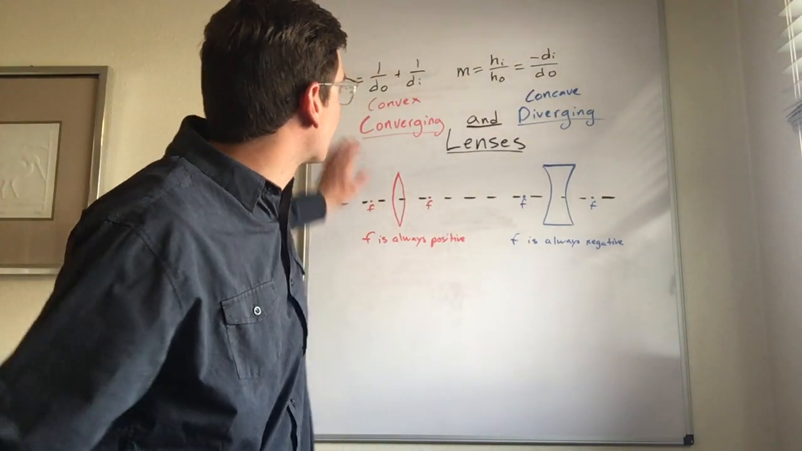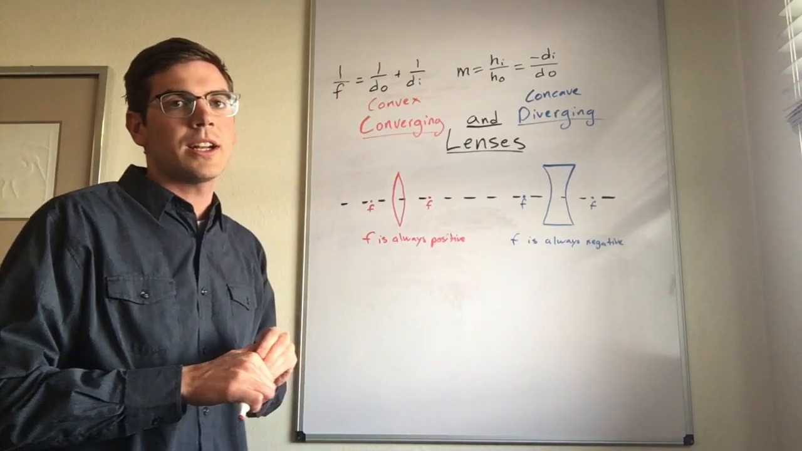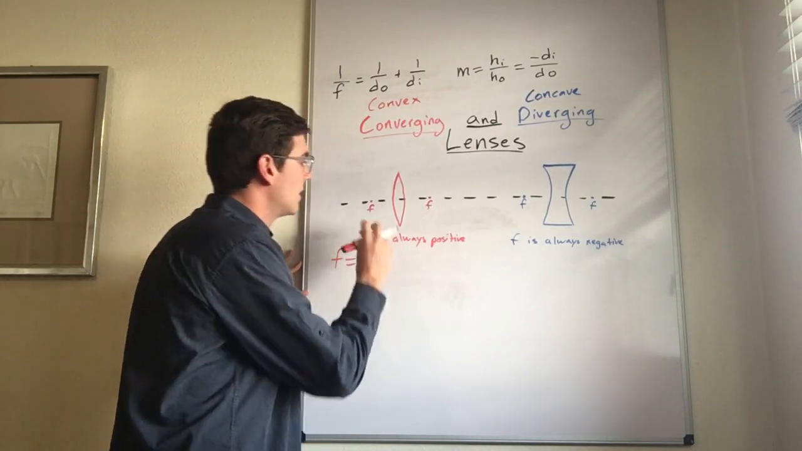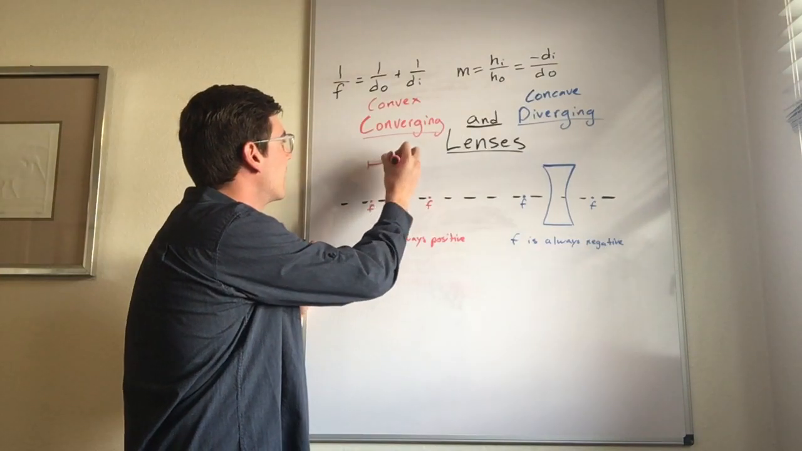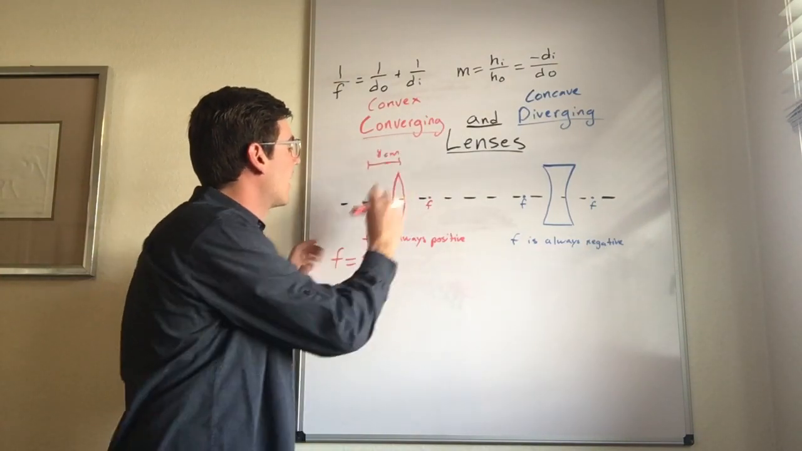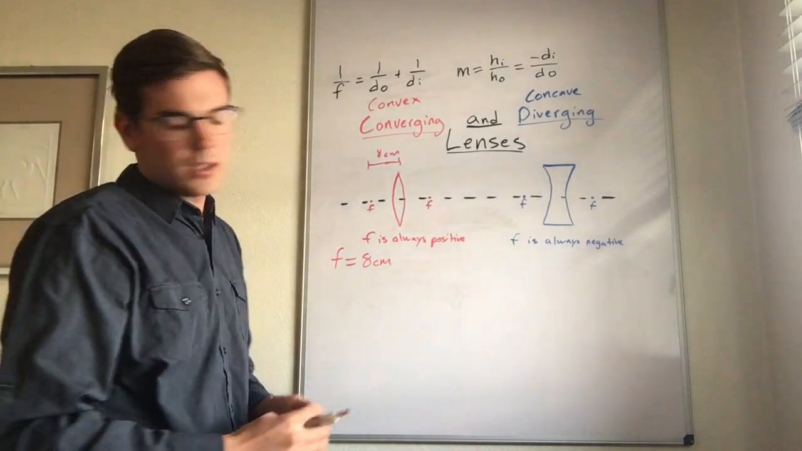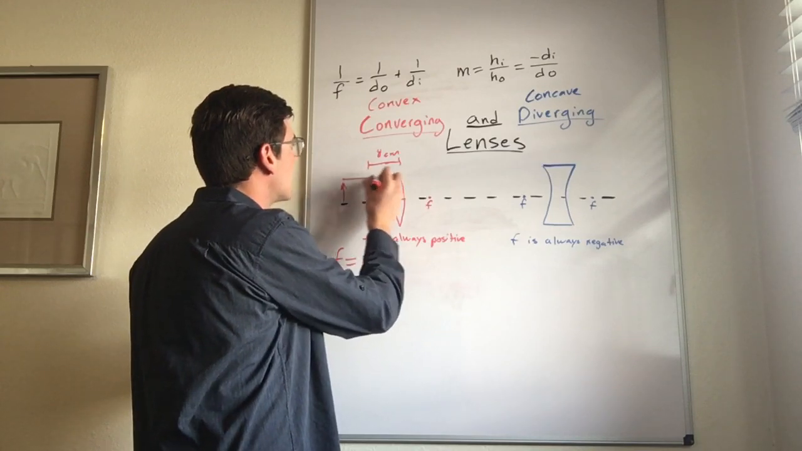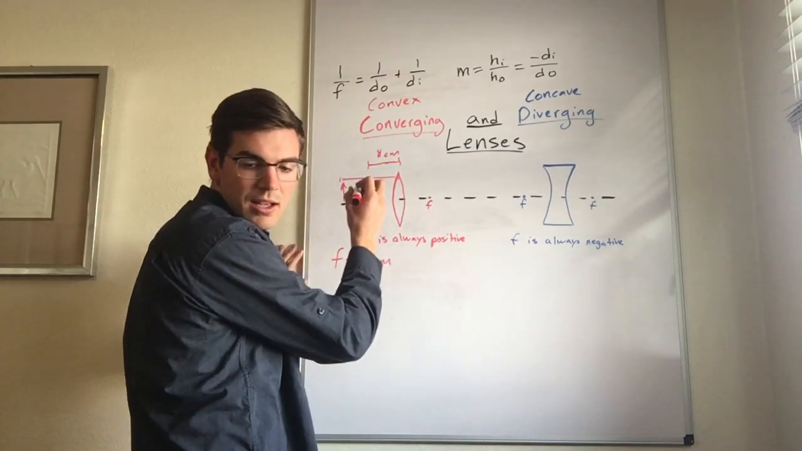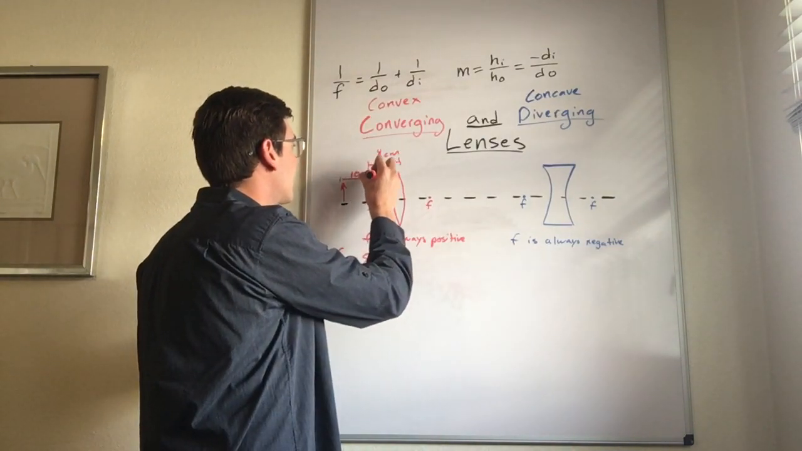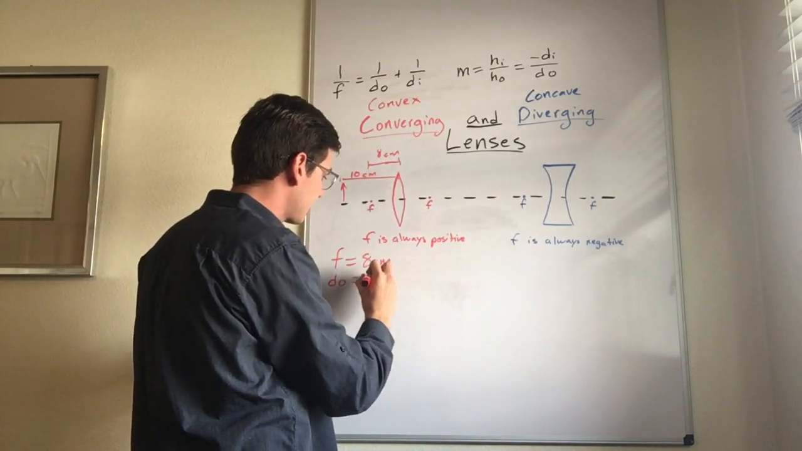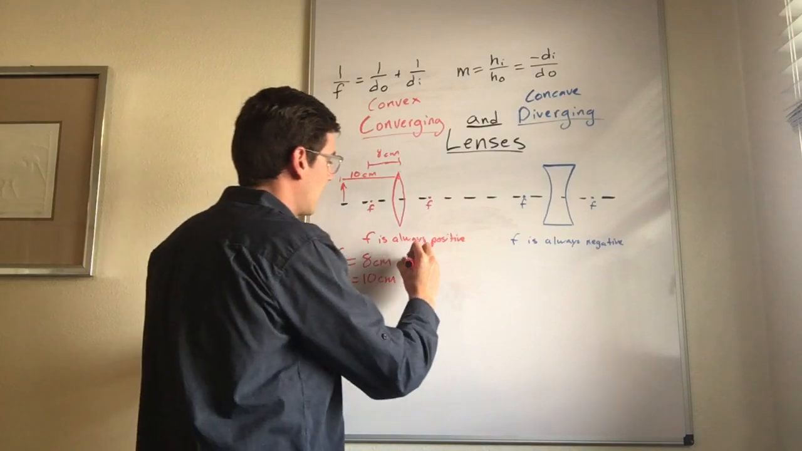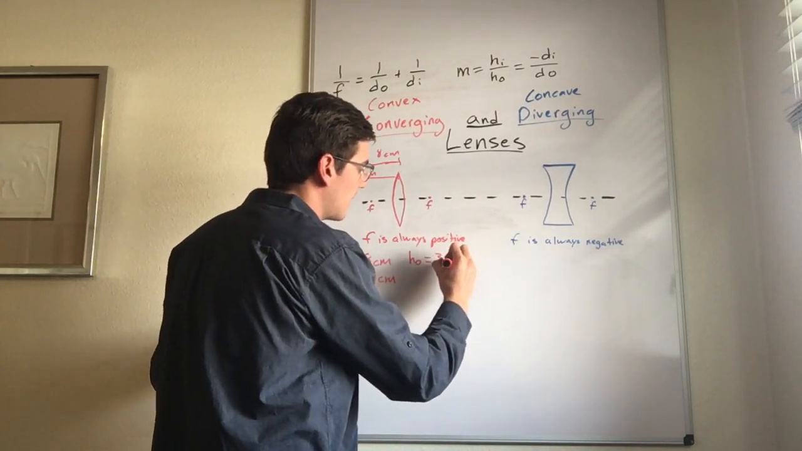And the first example we're going to do is for a convex or converging lens. So we're going to say that the focal length is equal to 8 centimeters. So this distance right here is going to be 8 centimeters. This is the focal length. And then we're going to do the distance of the object. So we're going to draw an object right here. And this object is going to be a distance of 10 centimeters. And then finally we're going to do the height of this object. The height of the object equals 3 centimeters.